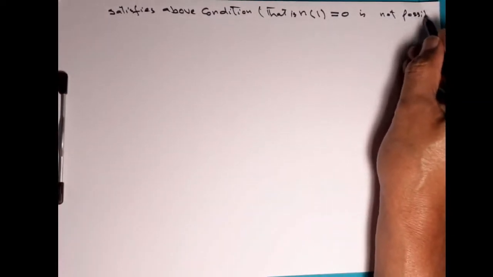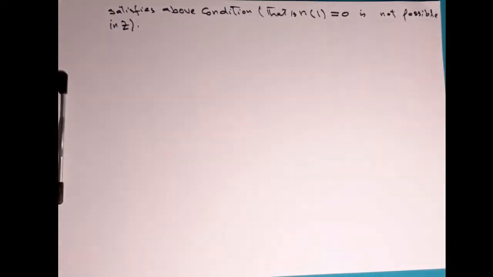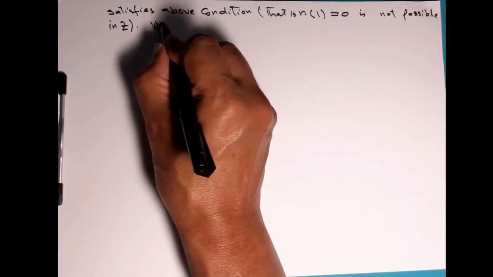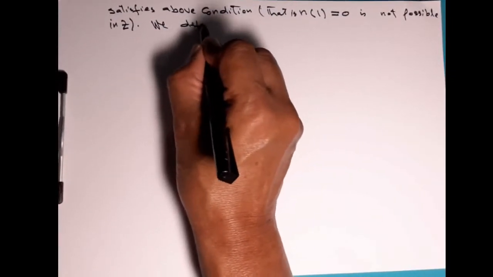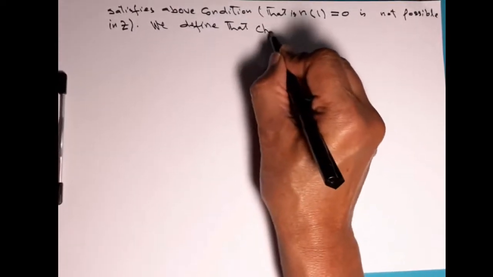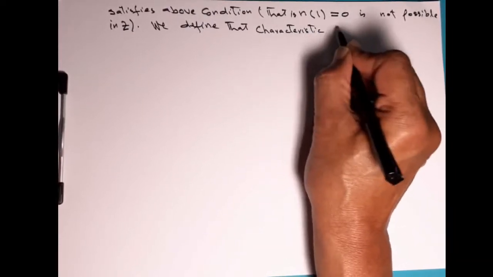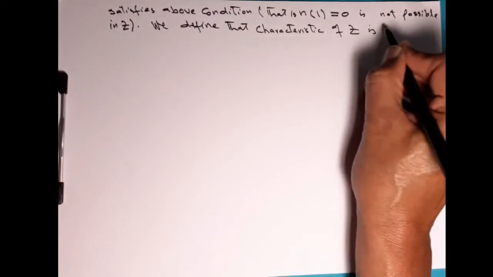Is not possible in Z. So we cannot find a positive integer which when multiplied with 1 gives you 0 in the ring of integers. In such case, we say that the characteristic of Z is 0. We define that the characteristic of Z is 0.